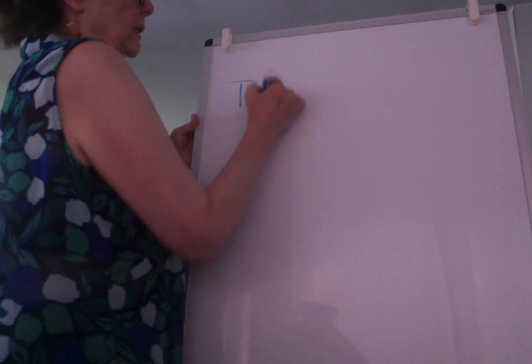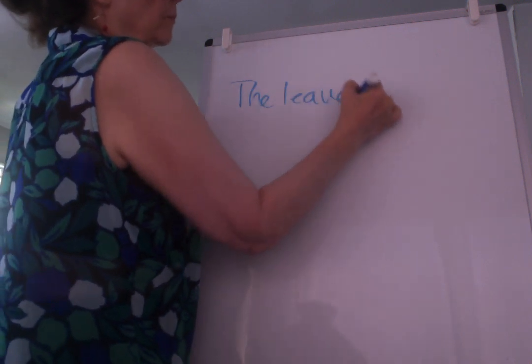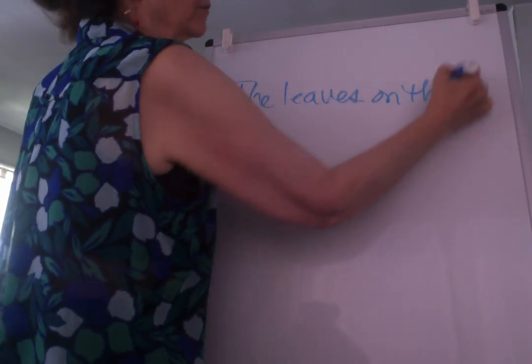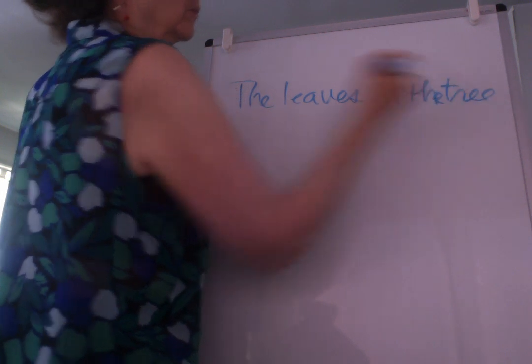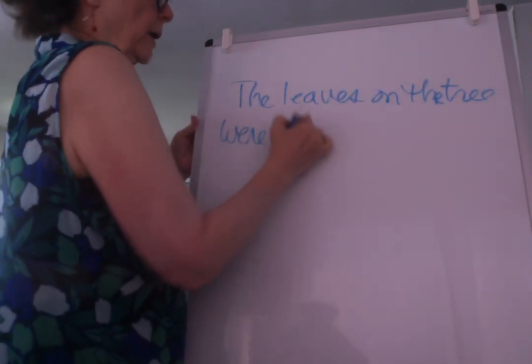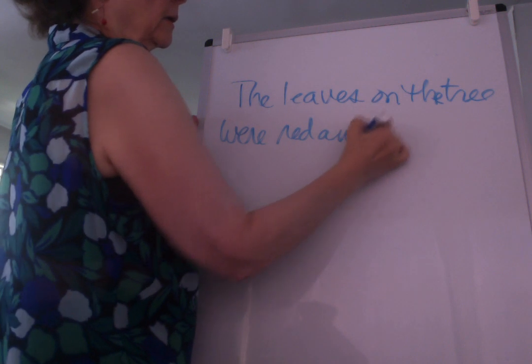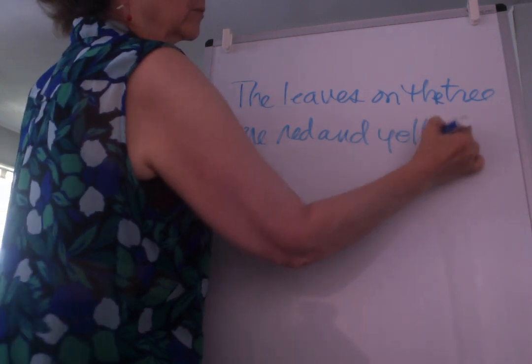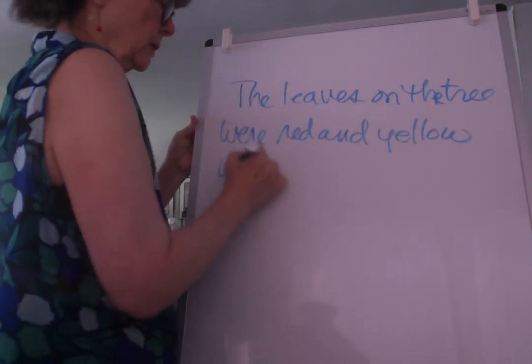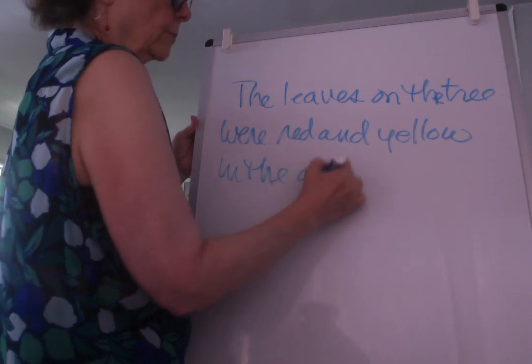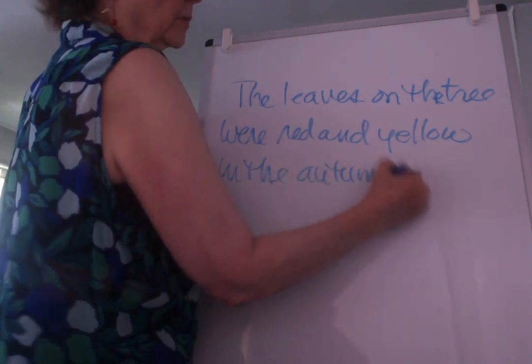Let's try another one here. Let's try number 6. The leaves on the tree were red and yellow in the autumn sunlight. The leaves on the tree were red and yellow in the autumn sunlight.